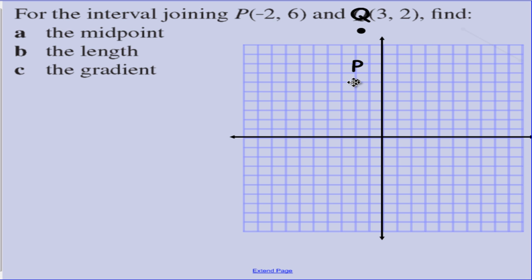Point Q, we need to start at the origin, go across 3 because x is always first, and up 2. And there is our point Q. And just to help us out, we will add on an interval so we can see what we are looking at. And there is our interval between point P and point Q. Now that's just to help you look at it.